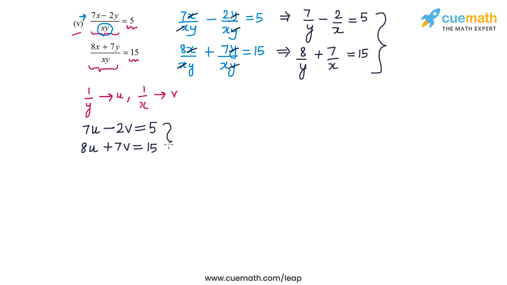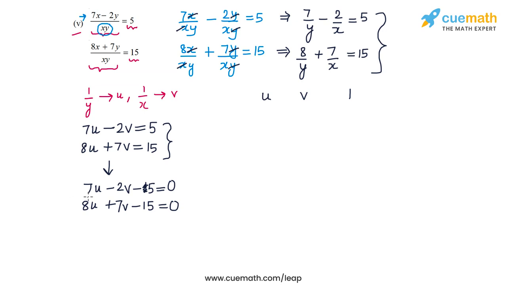So now we have a pair of linear equations in u and v, so we can solve them using any algebraic method and find the values of u and v. So let's use cross multiplication this time to solve this pair of equations. We have the variables u, v and 1, and we will need to write these equations as 7u minus 2v minus 5 equal to 0, and the second equation as 8u plus 7v minus 15 equal to 0. So basically write these equations in the standard form.